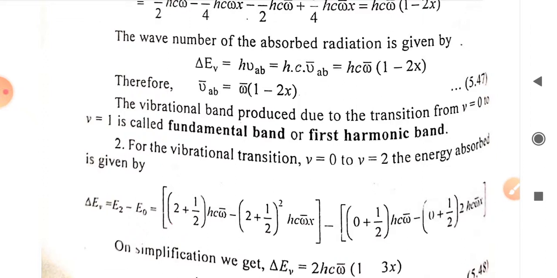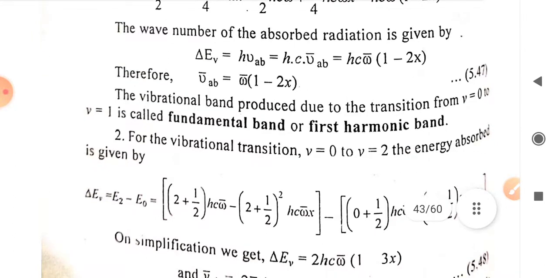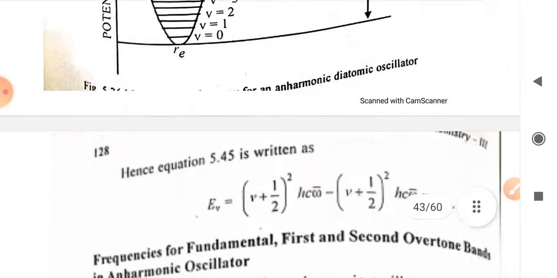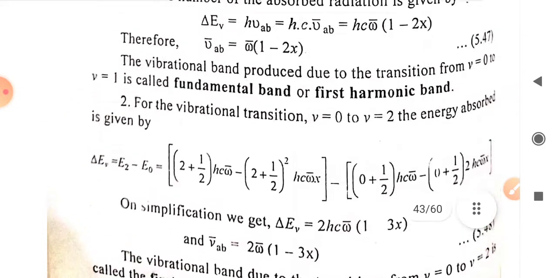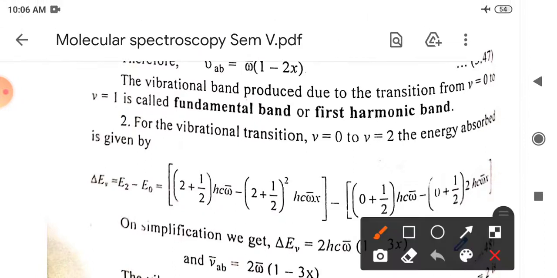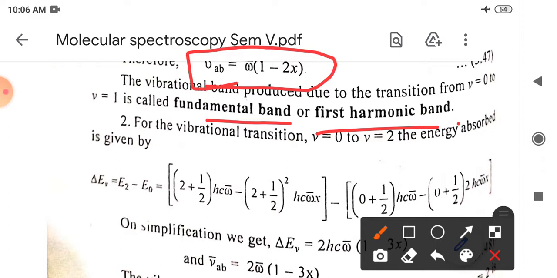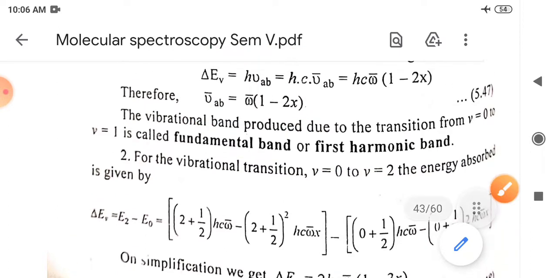Thus the vibrational band which is produced due to the transition from v equals 0 to v equals 1 is simply called the fundamental band or the first harmonic band. So remember the frequency value for the fundamental band or first harmonic band: ν̄ absorption equals ω̄ into (1 minus 2x).